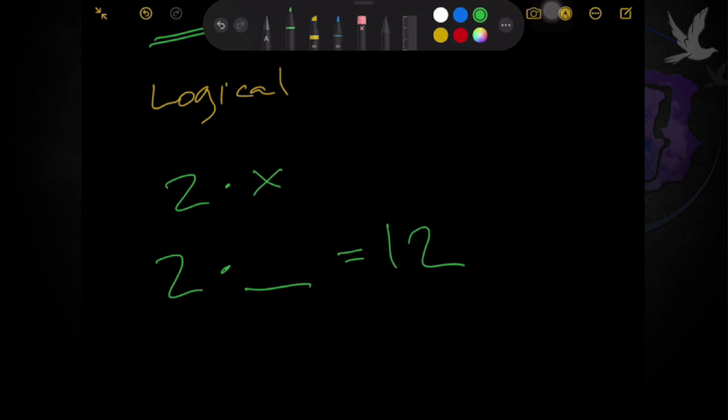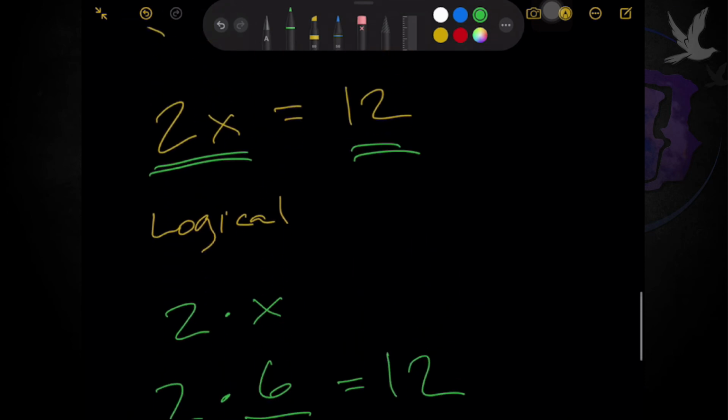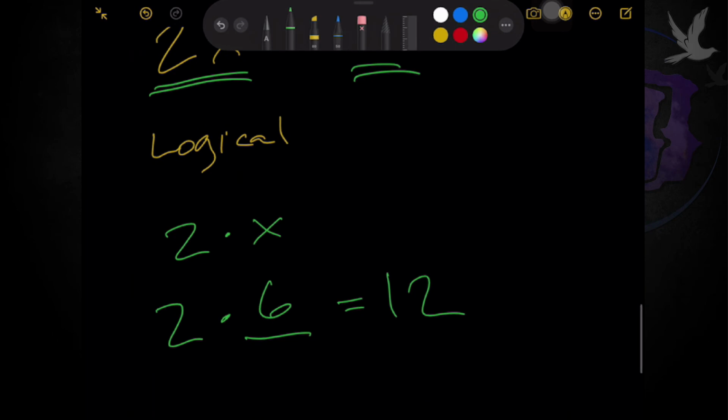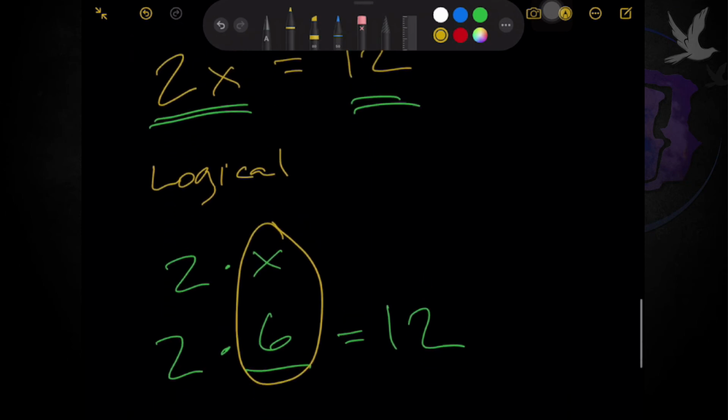Okay? 2 times blank is equals to 12. What are you going to multiply with 2? That will give you 12. So logically, you should know that the answer is 6. Without even doing this complicated math. Diba? 2x equals 12, in which x is unknown. And what should you multiply with 2 so that it will give you 12? So in this case, x is equivalent to 6.